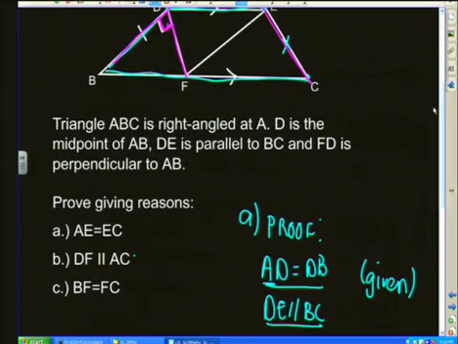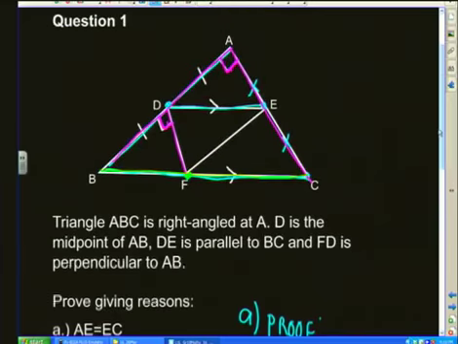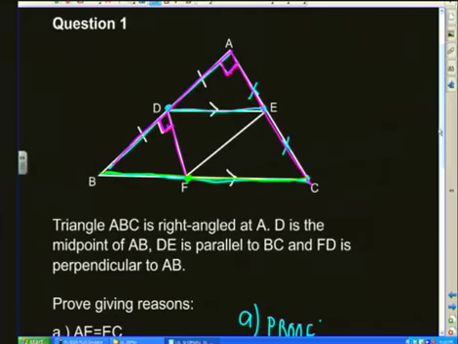Part C says prove that BF is equal to FC. So we're making this diagram very colorful. We've got BF and there's FC. In other words, they're asking you to show that F is the midpoint of BC. So how do we do that? Well, let's analyze what we've just done. We've just proved that this line, DF, is parallel to AC. We also know that D is the midpoint of AB.